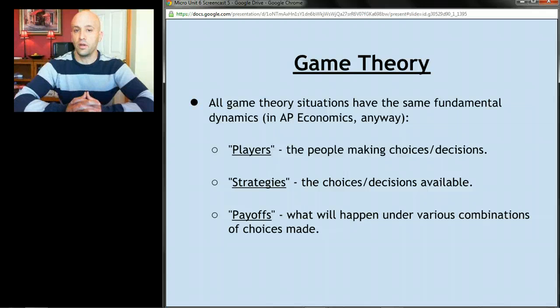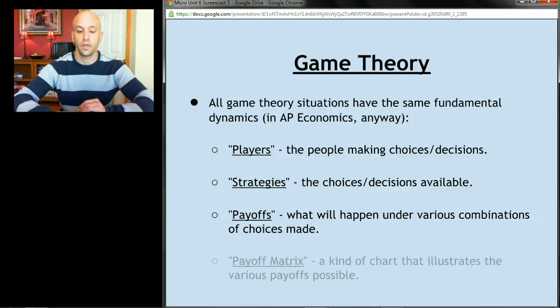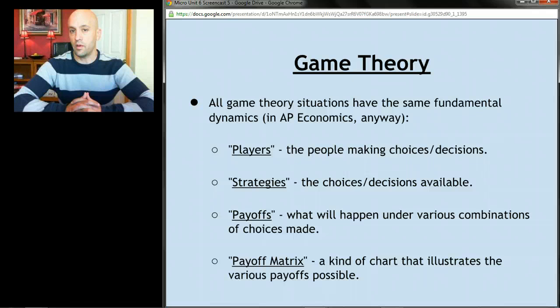The third thing we're going to see in every game theory game is what are called payoffs. You can think of that as what's going to happen to you under various combinations of choices that you make and the other players make. And finally, in every game theory game, we're going to see something called a payoff matrix, which is kind of like a little chart that summarizes all of this information.